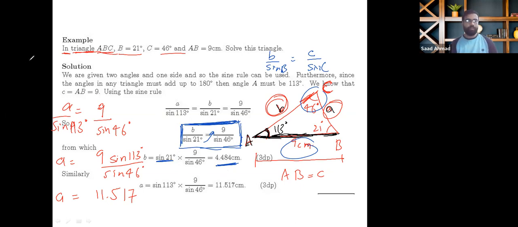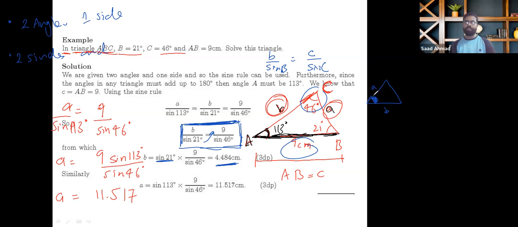So that's how we can find the missing parts if we are given any two angles and one side. What are the possibilities that we can use? Two angles and one side, or two sides and the angle that is opposite to any one of them, not the included angle. Let's say, for example, this is A, this is B, and I'm given this angle here.